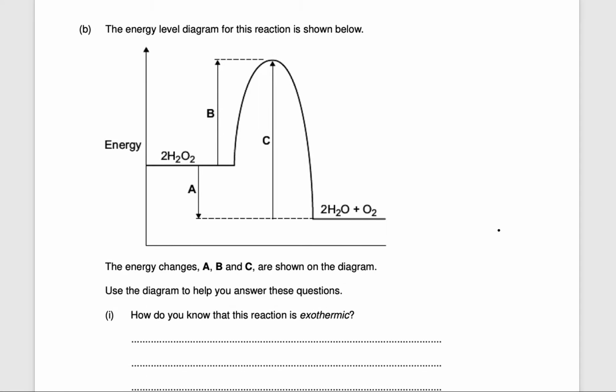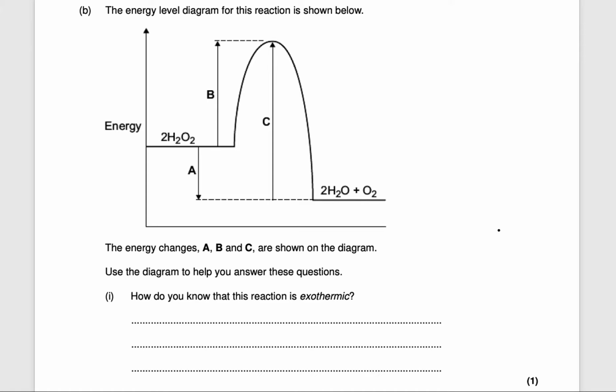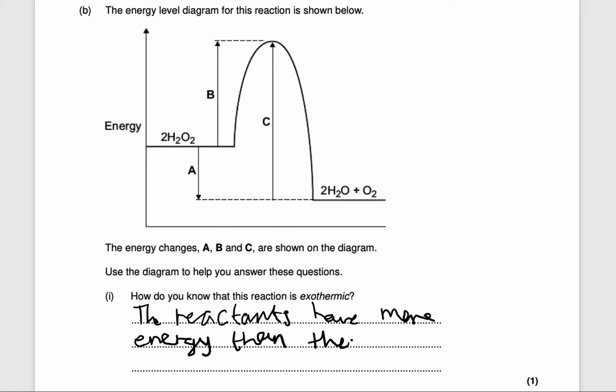Okay, next question. The energy level diagram for this reaction is shown below. The energy changes A, B, and C are shown on the diagram. Use the diagram to help you answer these questions. How do you know that this reaction is exothermic? And it's only worth 1 mark, so you could have said that the reactants have more energy than the products. Okay, and that will get you 1 mark.